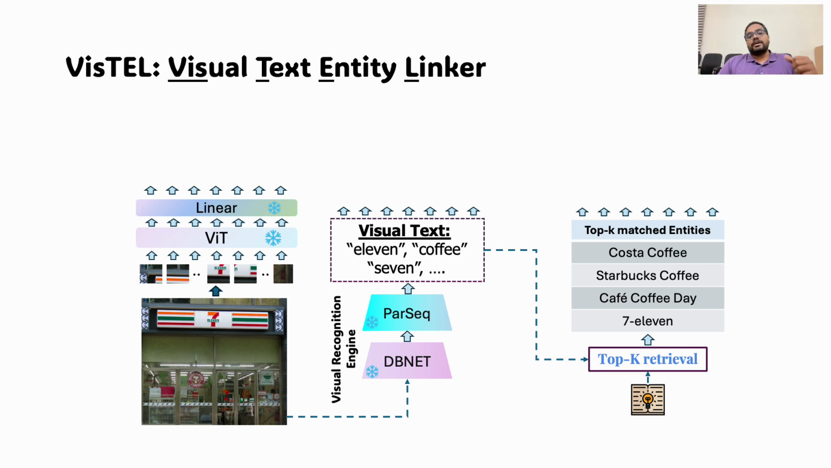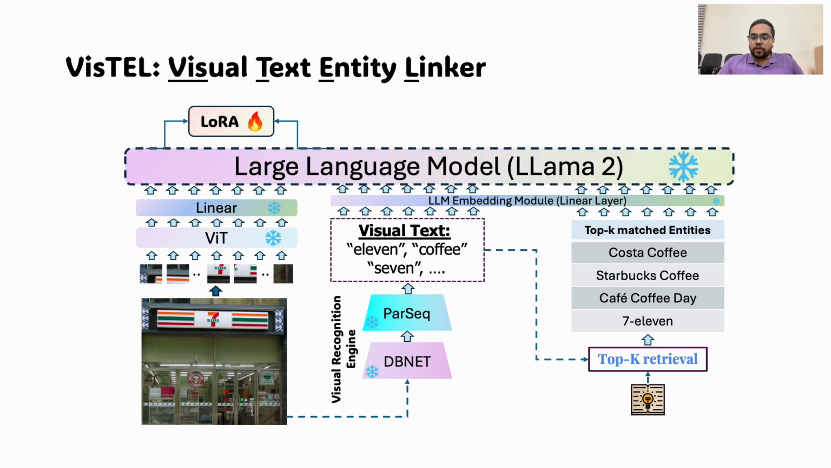So once you have the encoded image, visual text, and top K matched entities, you embed them using an LLM embedding module and you forward it to a large language model, in this case Llama 2, to generate the final entity. So it is basically trying to choose the correct entity from these top K matched entities. It is trying to refine or sort of re-rank them.